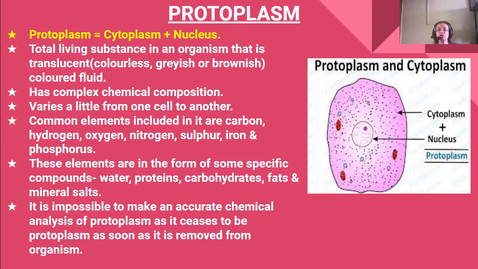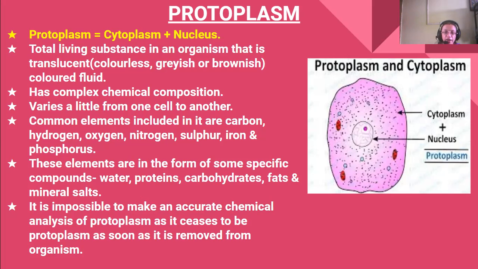Now, it is impossible to make an accurate chemical analysis of protoplasm. Why? Because it is a living substance, we know. But when it is removed from the organism to examine, it will stop being a protoplasm. It will lose its living nature as soon as it is taken out from a living organism. So it is very difficult to analyze the chemical composition of the protoplasm.